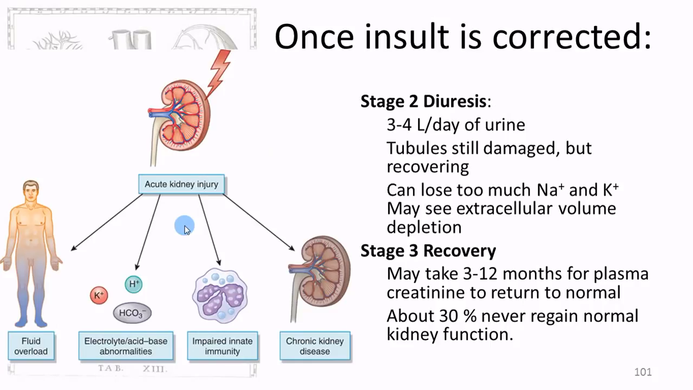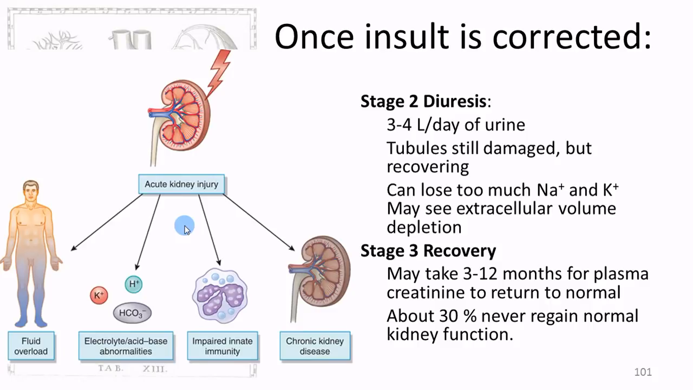Right. Once the insult's corrected, then they get diuresis, and they can be urinating 3 to 4 liters a day, so twice the normal. The tubules are still damaged, so they're not working appropriately, so they're still losing electrolytes, and you have to worry about them getting proper electrolytes. So, Gatorade-type substances are ideal, and then recovery can actually take months to years. And some of those people never gain full function.